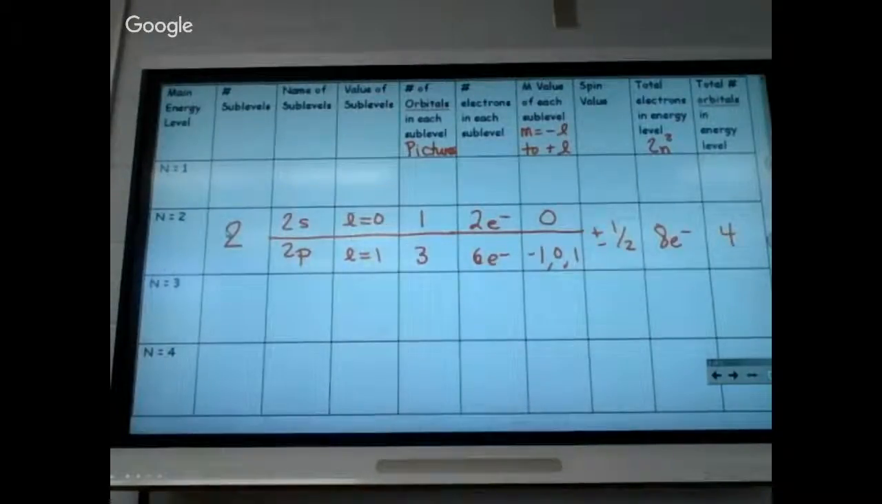Question. Go to n equals 1. So no matter the number in front, the sub-rows should all be the same? Correct.